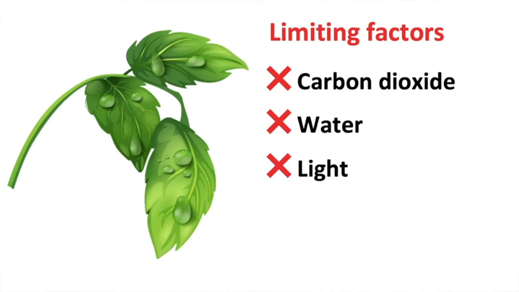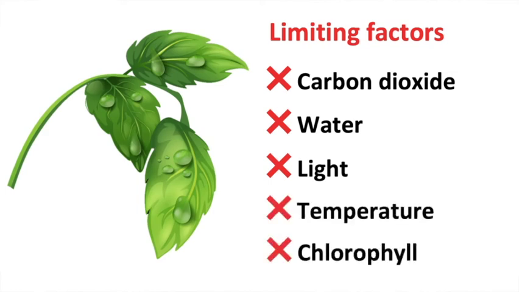Other factors that affect photosynthesis are the temperature and the amount of chlorophyll in leaves. So if the temperature is too high, then enzymes will denature. And if there is less chlorophyll in the leaves, then this means that less light energy can be absorbed. Ultimately, both will result in a lower rate of photosynthesis.